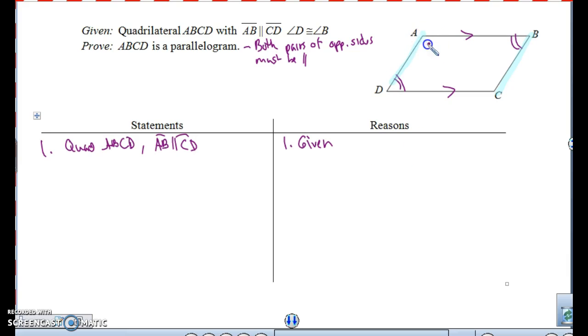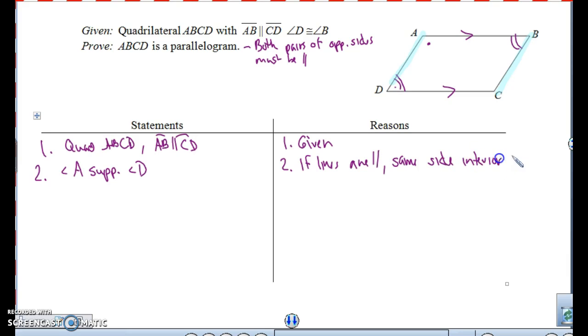Well, what about angle A and angle D right here? What kind of angles are they? Aren't they same side interior angles? If these are parallel lines, this is your transversal. These are on the same side of the transversal between the parallel lines. So that means they are supplementary. So angle A is supplementary to angle D, because if lines are parallel, same side interior angles are supplementary.